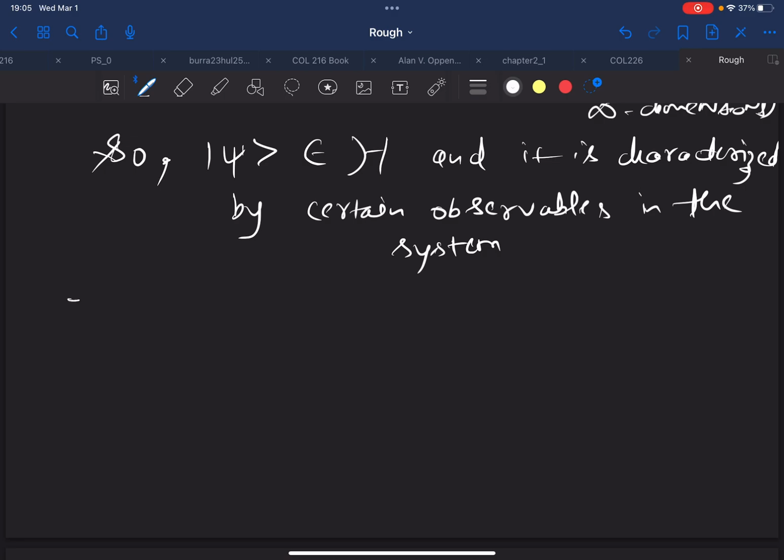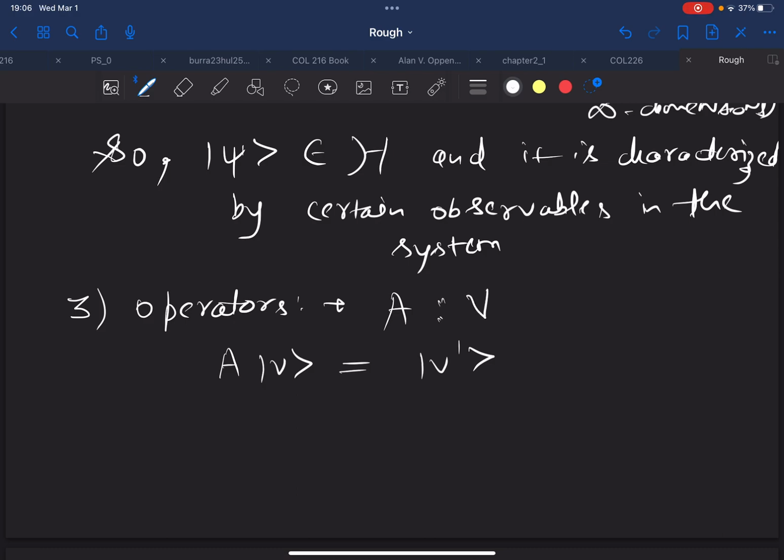Now we need to understand the concept of operators. So in linear algebra, suppose we have an operator A, then this operator acts on a vector V to give another vector V dash. So an operator acts on the vectors of a vector space V to give you vectors of a vector space W.